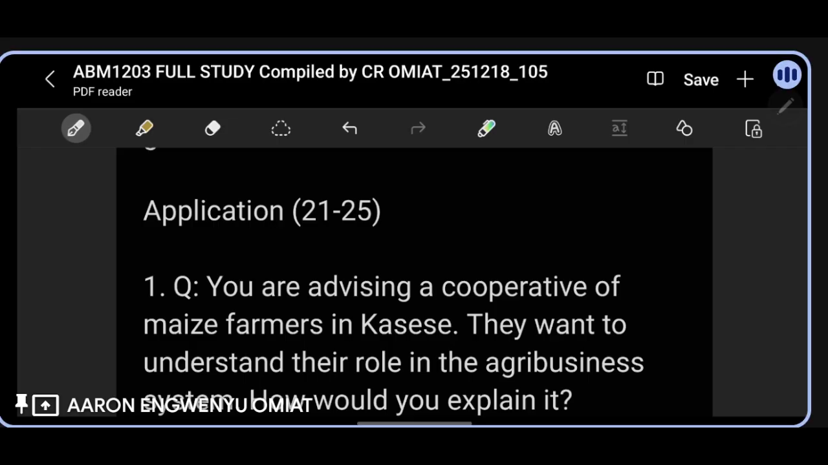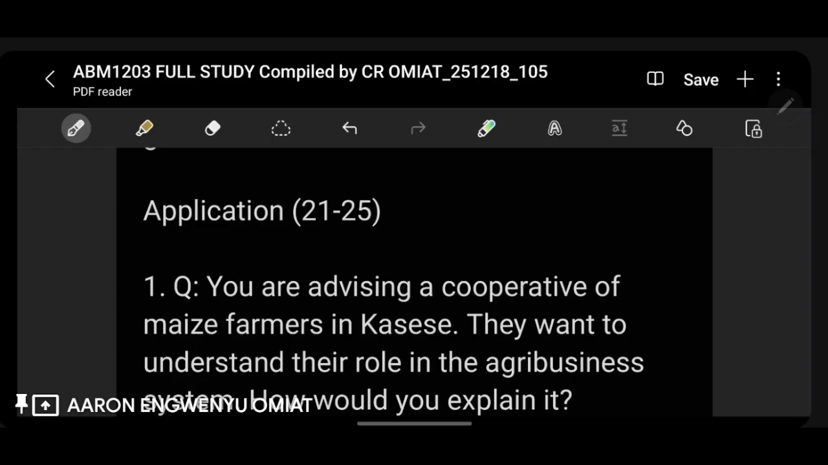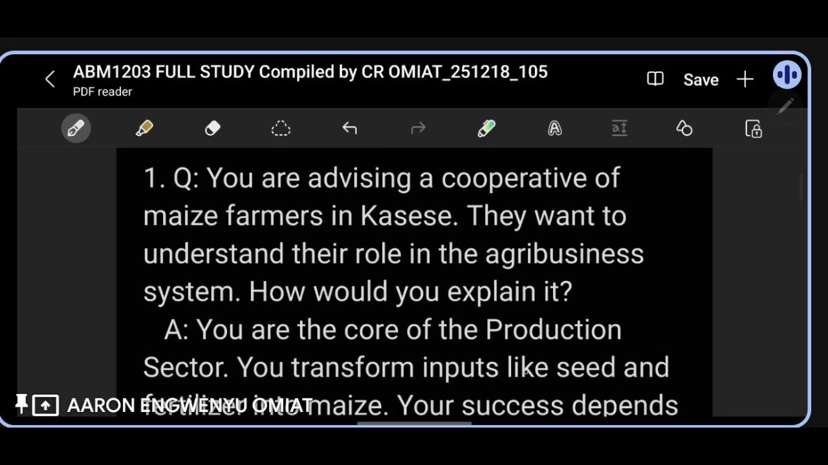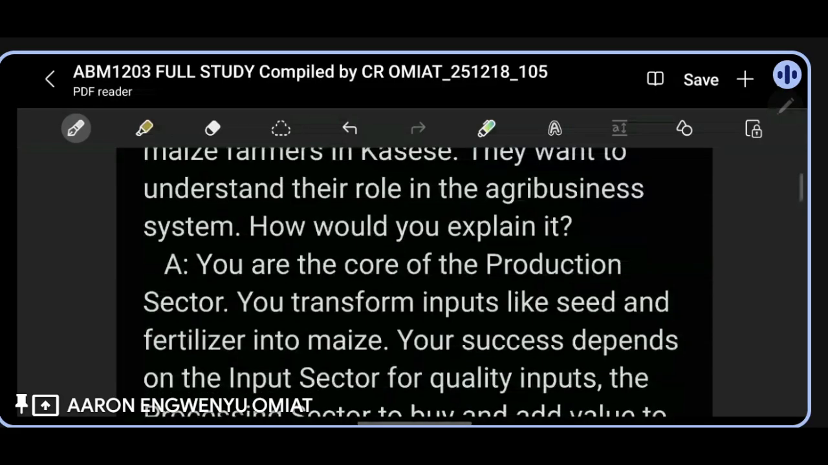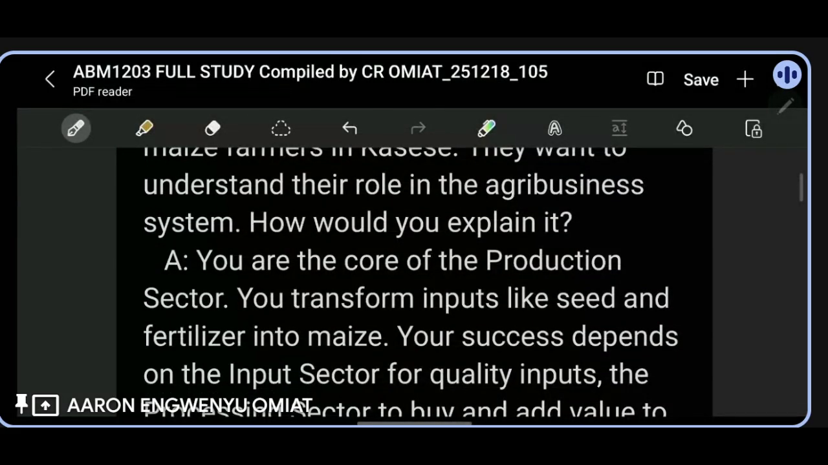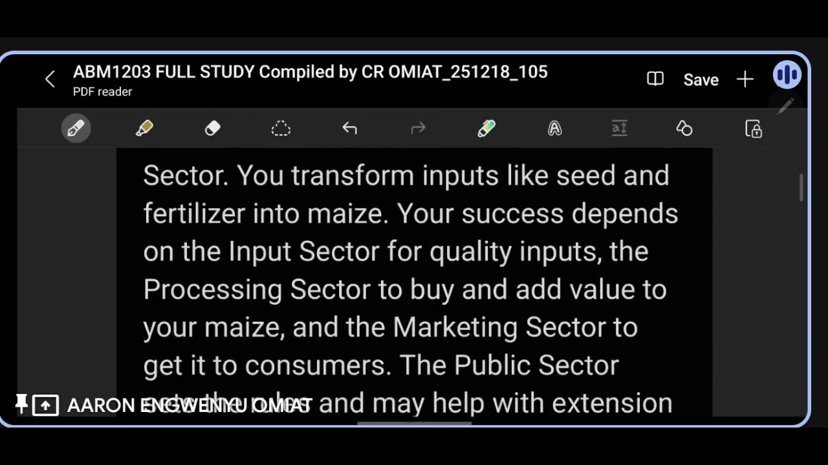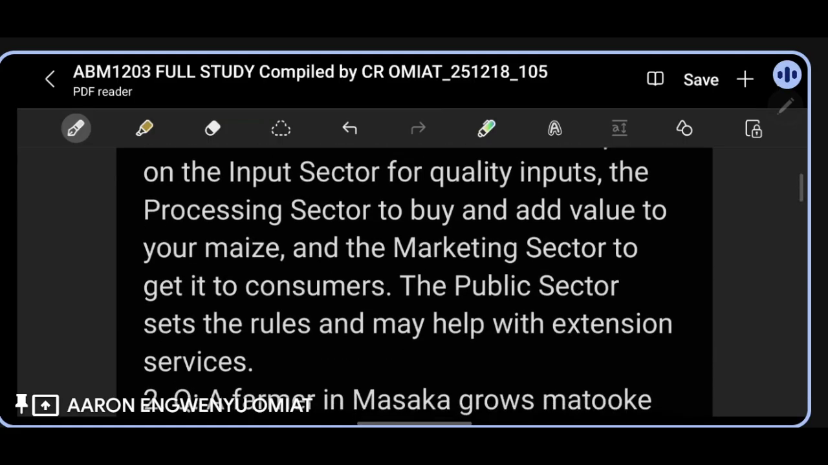Okay, you're talking to the farmers. Now you're telling them what their role is. So how would you tell them directly? Cultivating. Okay, they should cultivate for commercial purposes. You are the core of the production sector. You transform inputs like seeds and fertilizers into maize. Your success depends on the input sector for quality inputs, the processing sector to buy and add value to your maize, and the marketing sector to get it to consumers. The public sector sets the rules and can help with extension services.